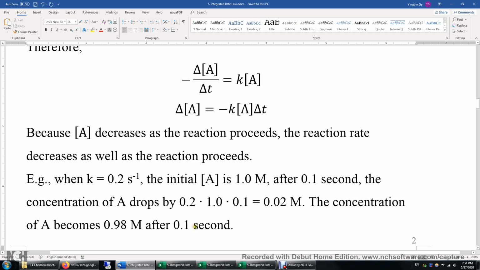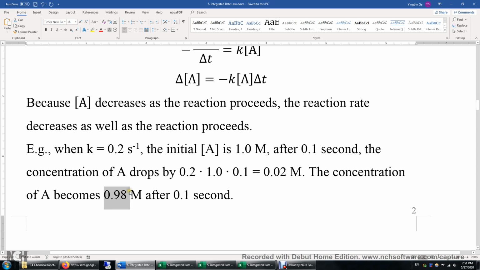Okay, now what's the difference between this numerical example and the example for the zeroth order? Okay, I want to emphasize here, this is an approximation. I assume that during this first 0.1 second, the concentration of A is a constant 1.0 here, although it's not. So this is a rough estimate. 0.98 is a rough estimate.